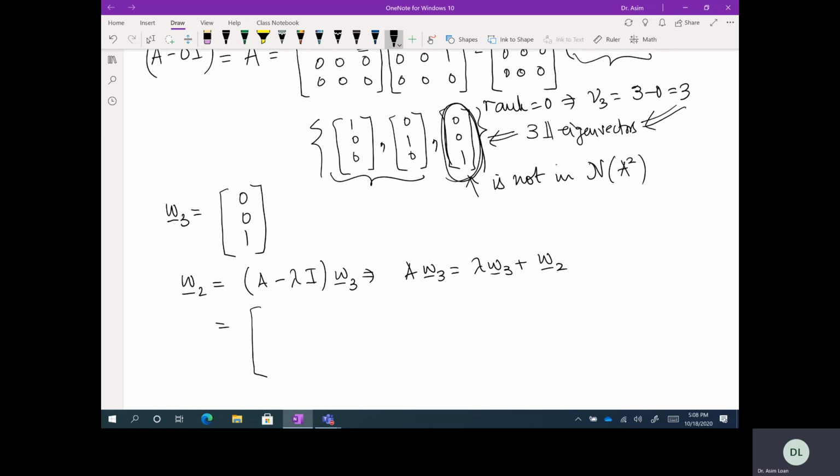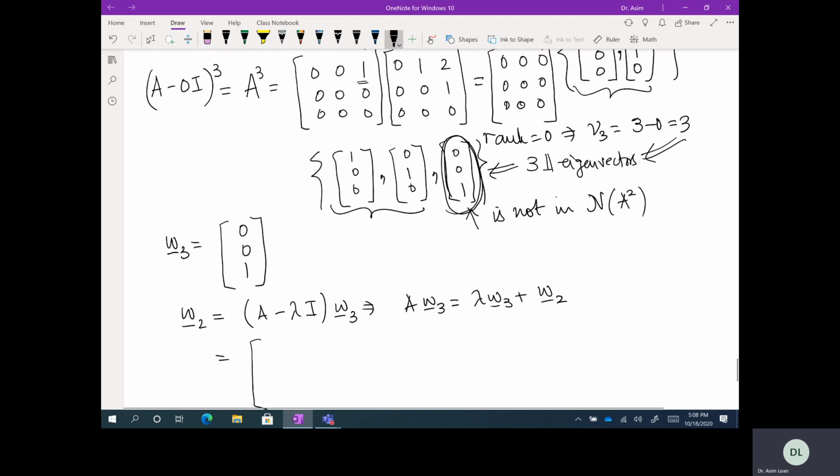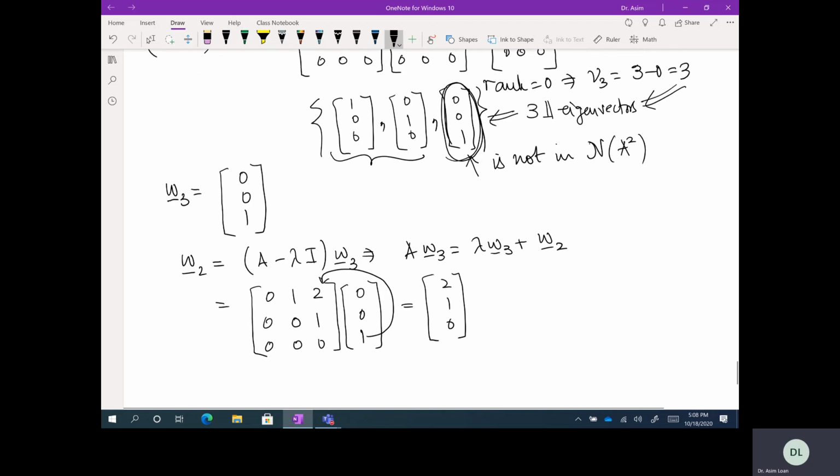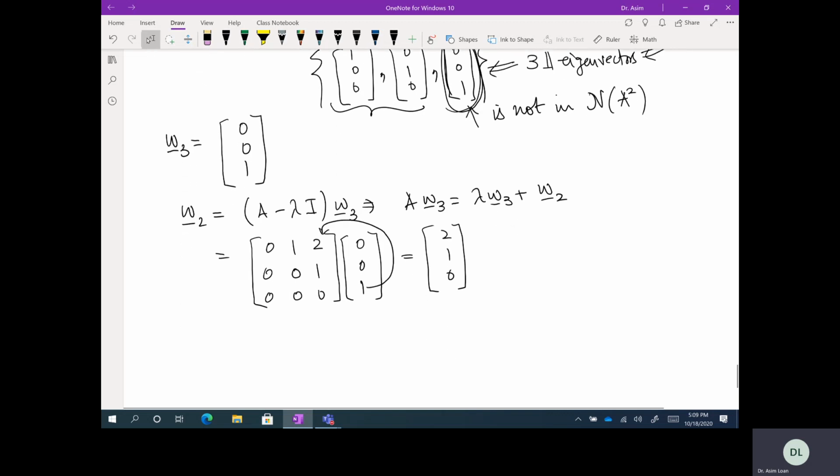W2 is simply A, which is [0, 1, 2; 0, 1, 2; 0, 0, 1; 0, 0, 0]... times W3, which is 0, 0, 1. So I'm picking the third column. This is equal to 2, 1, 0. Okay, so this is W2. And what is W1?